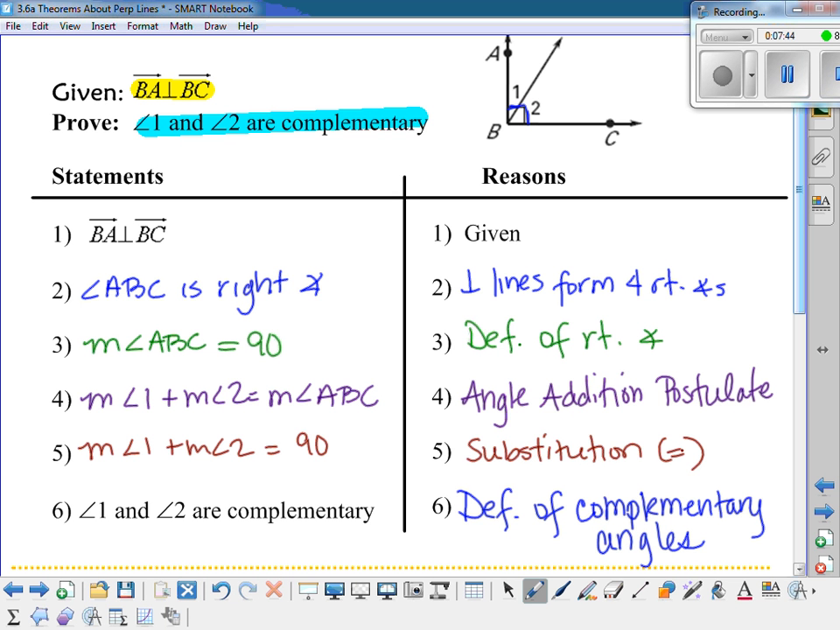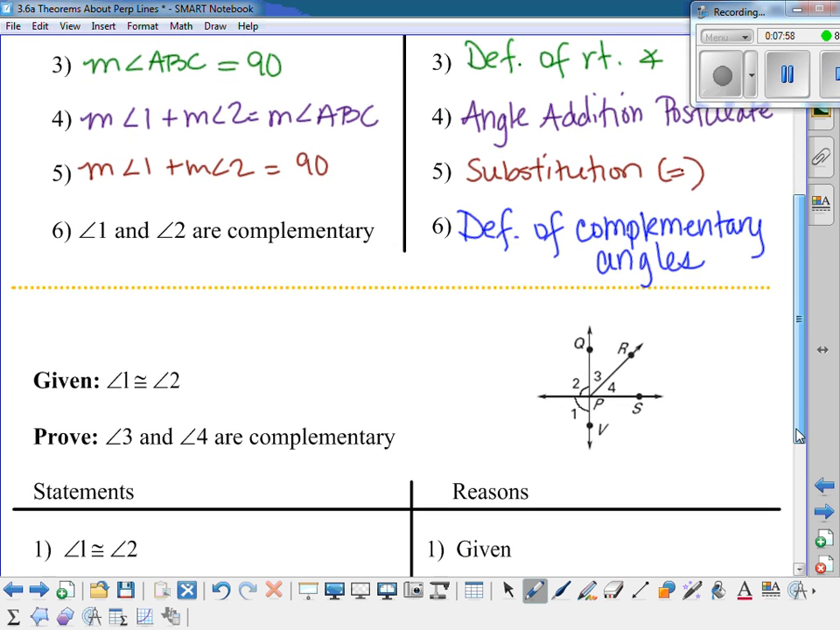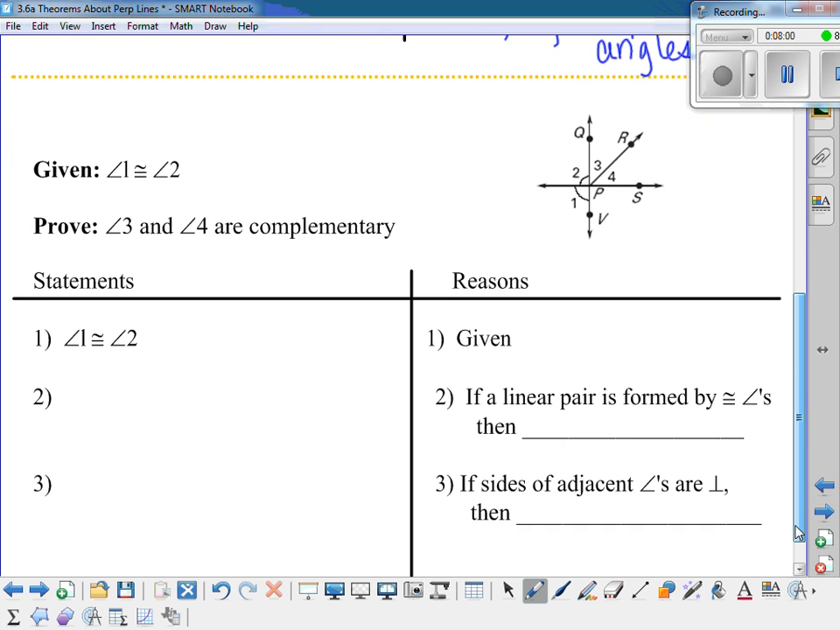All right, so now I no longer have to go through all those steps. If I'm told that I have perpendicular lines right off the bat, then I can say that the angles are complementary. So let's look at another proof here. You might want to pause the video and write it down.